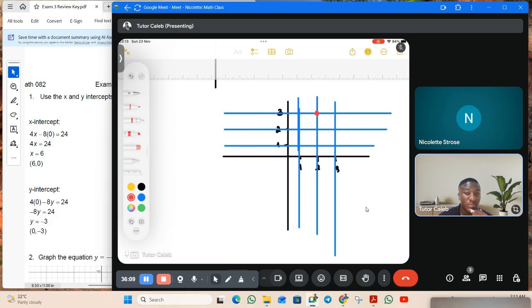Now, if I ask you about the red point that I indicated here, what is the x coordinate and what's the y coordinate of this point?